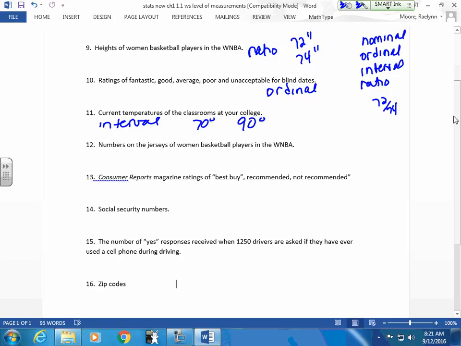The numbers are your jerseys of your women NBA players. Nominal. Good. This is nominal. Consumer Report ratings of Best Buy, recommended, not recommended. Ordinal. Again, can't put a difference on this, but they could state some kind of order. Social Security numbers. Nominal.